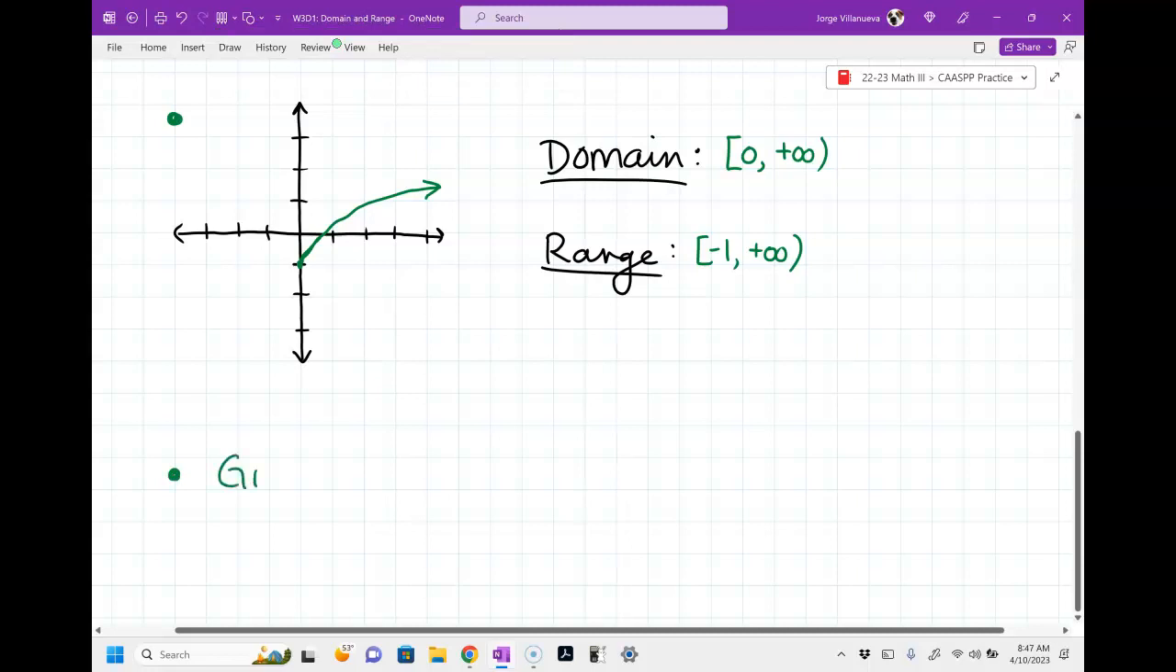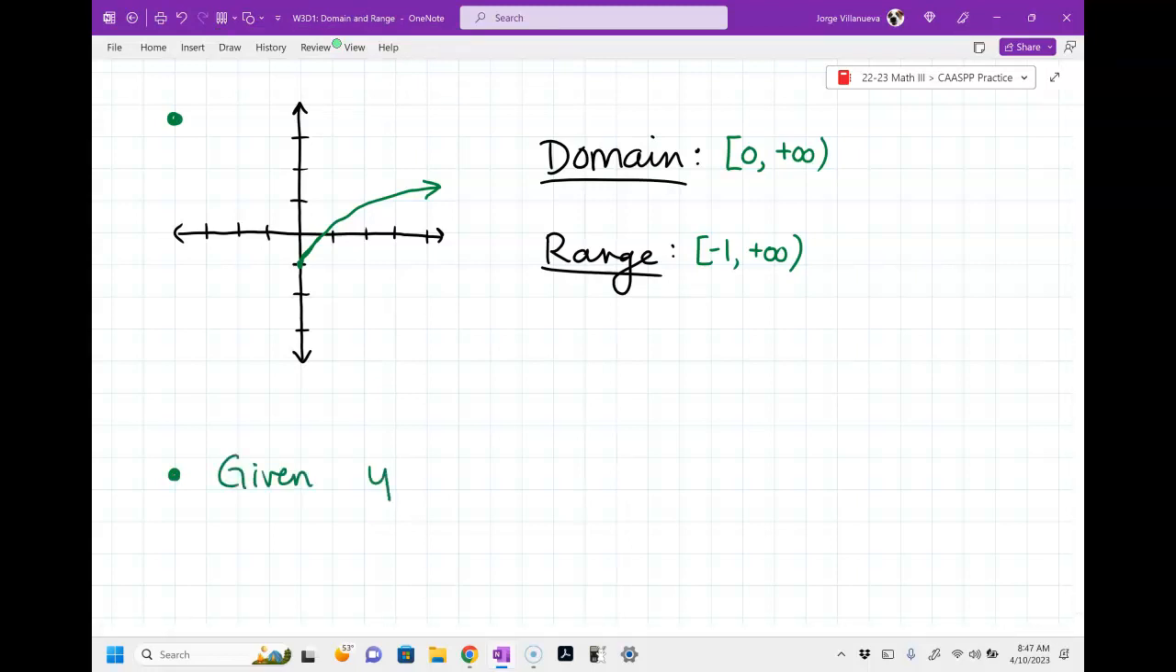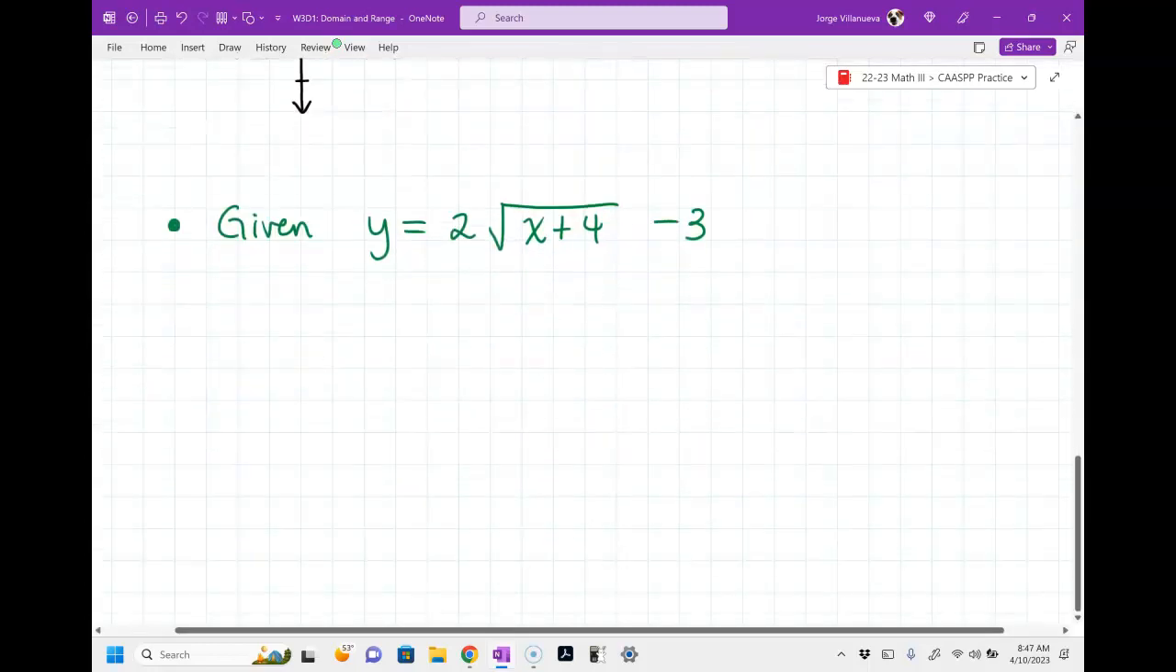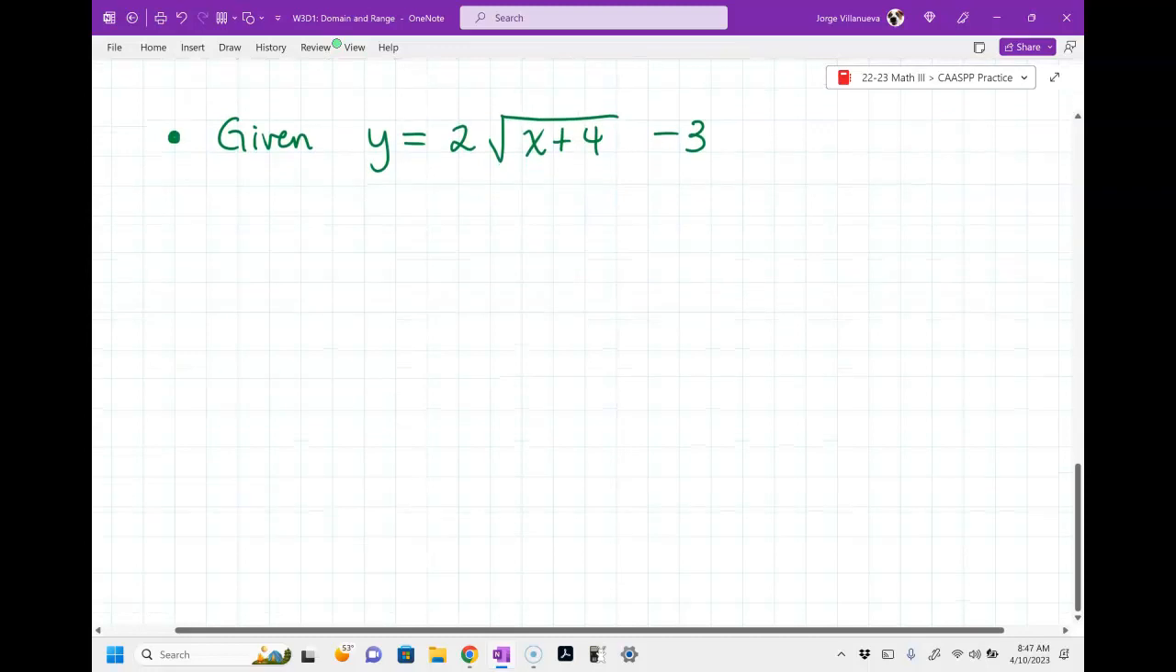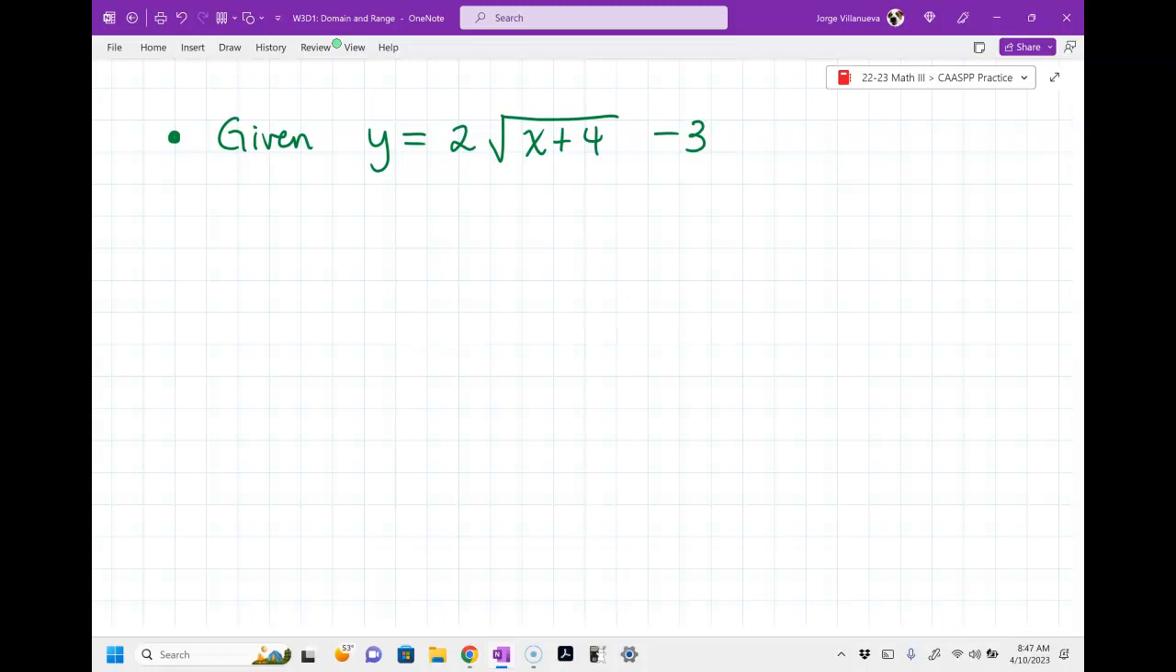So given, I'm going to give you an example here. y equals 2 square root of x plus 4, minus 3. I'm going to give you basically the key to how to figure out domain and range given an equation. You may not even know what this graph looks like, but here's how you find the domain and the range.